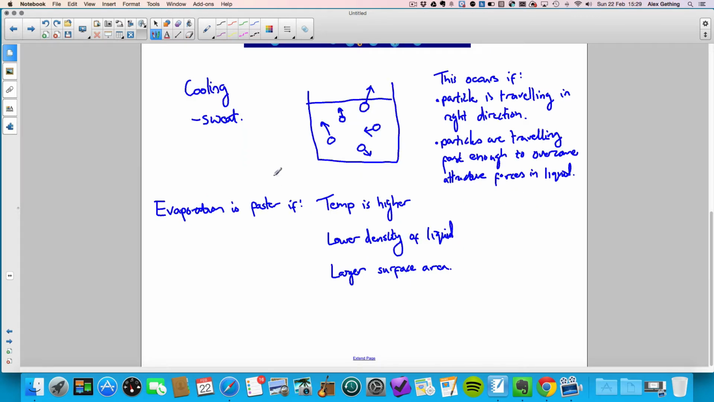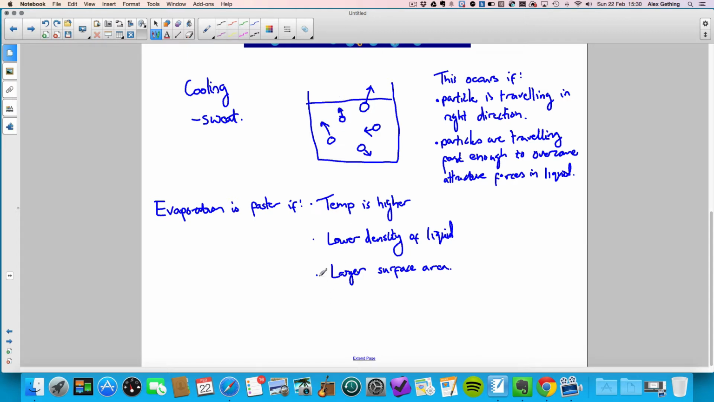Now, the rate of evaporation is going to be higher with these three factors. So if the temperature of the water is higher, the more easily evaporation can take place, because these particles are going to be whizzing around with a lot more energy and break out of those attractive forces more easily. If the density of the liquid being heated is lower, normally the forces of attraction between the particles will also be weaker, so more particles will be able to break out through the surface.